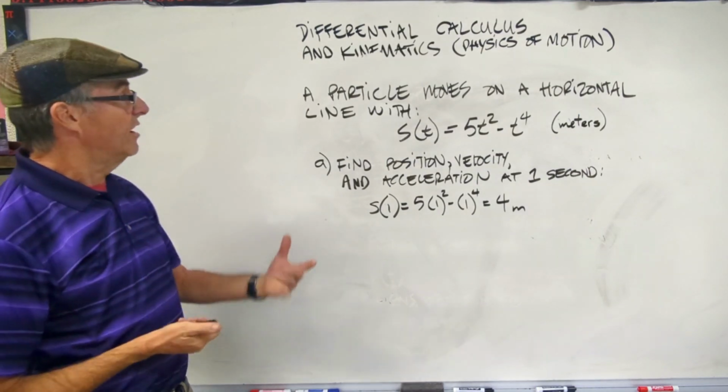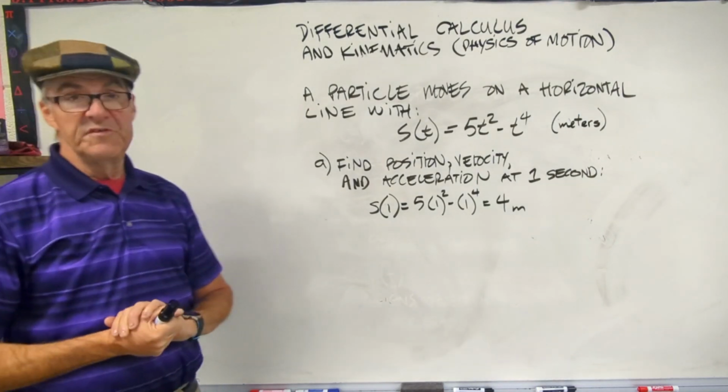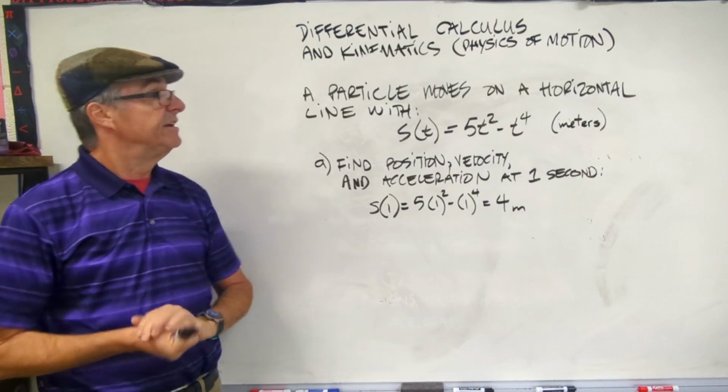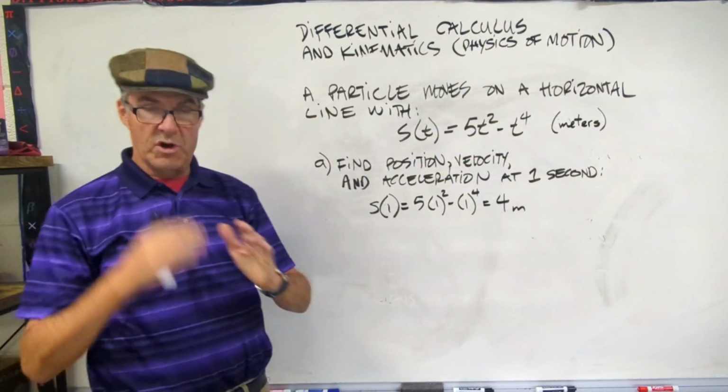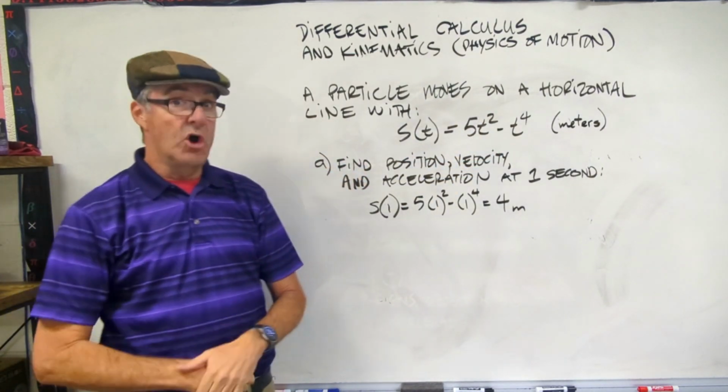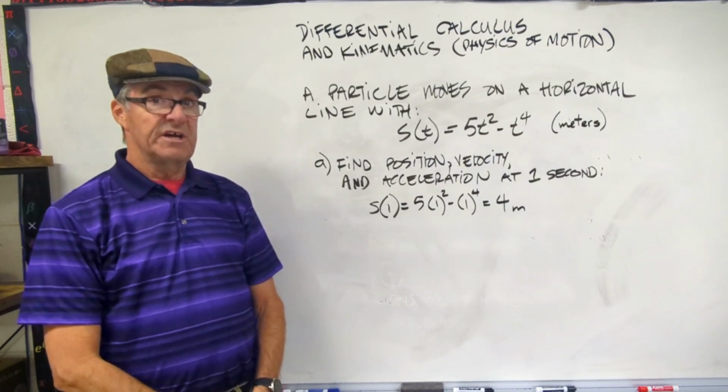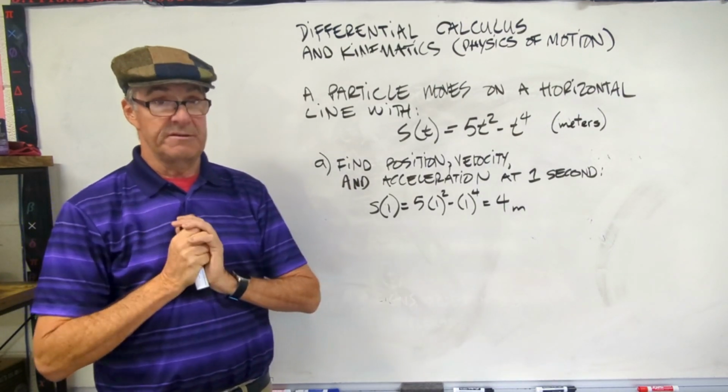So here's where we start. We've got a particle and it moves on a horizontal line. Keyword, line. It means we're going in a straight line, so we don't need to worry about distance because we're worrying about displacement, okay?